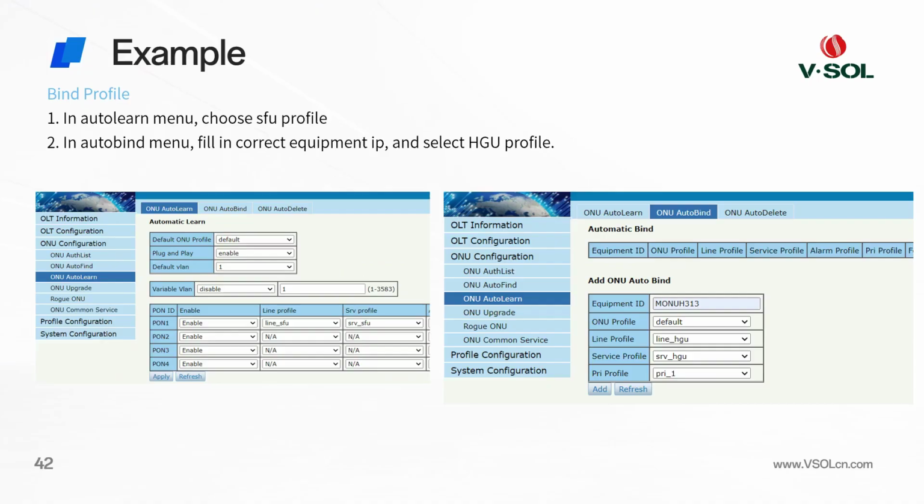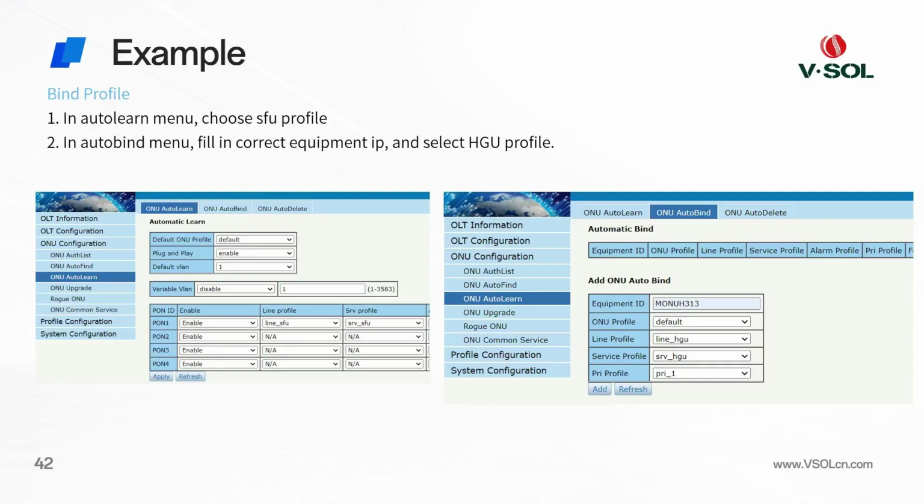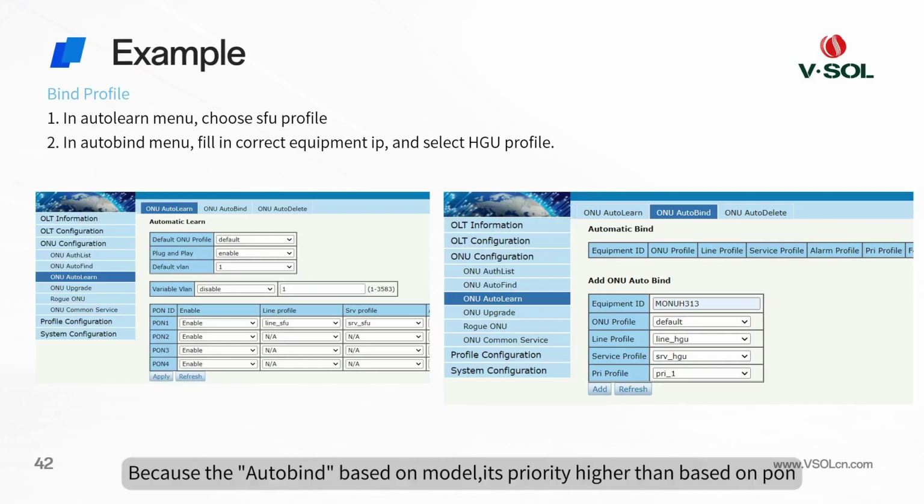Next let's bind profile at PON and ONU model. In Auto Learn menu, we choose SFU profile. In Auto Bind menu, we fill in correct equipment ID and select HGU profile. Because the auto bind based on model, its priority is higher than based on PON.